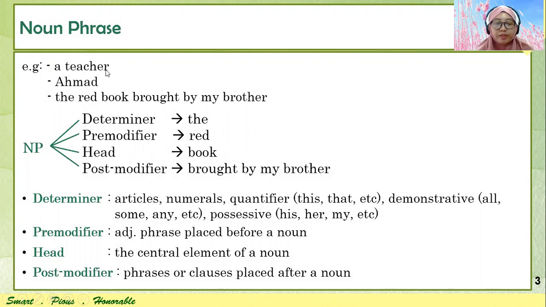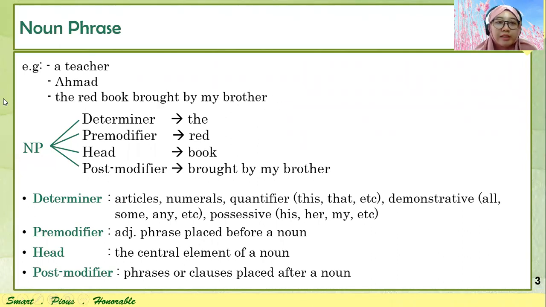For example, a teacher or just Ahmad. So this is an example of one word, Ahmad. And then another example is the red book brought by my brother. So please, you have to really understand the differences between a phrase, a clause, and a sentence. So if you find something like this, the red book brought by my brother.